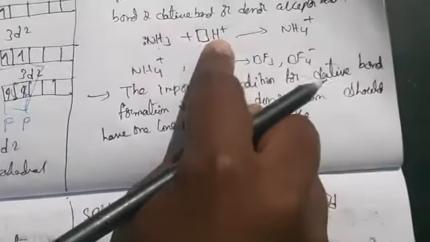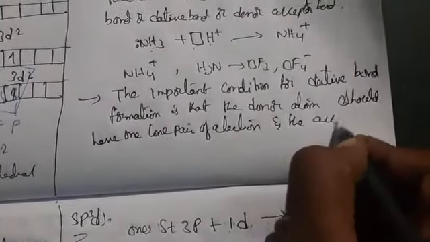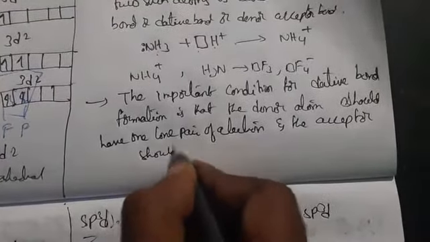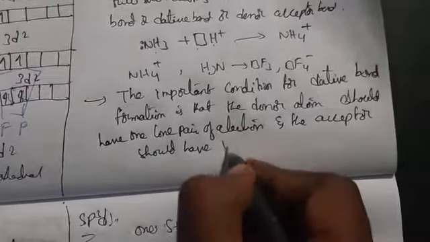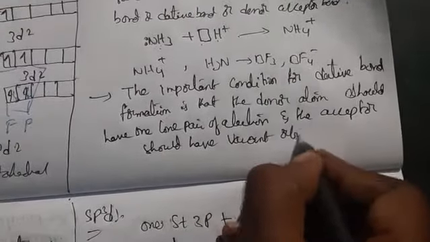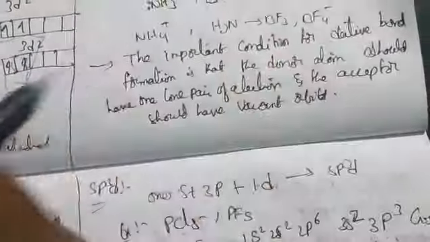And the acceptor, so this is accepting electrons, so this one should have what here? A vacant orbital. The acceptor should have a vacant orbital.